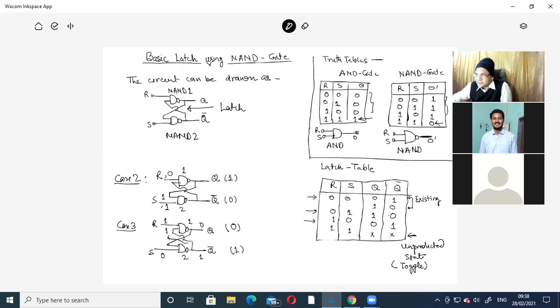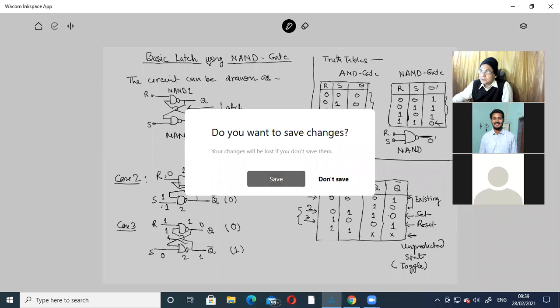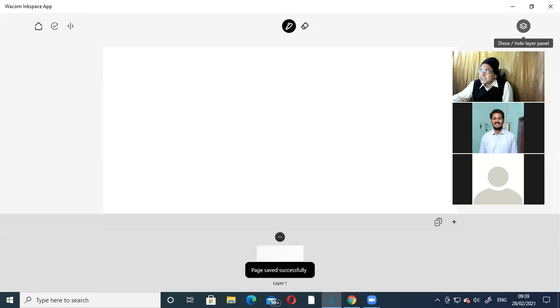So in this case, that is case 2 and this is case 3. So this is S is 1, this is known as set, and this R is 1, so it is known as reset. So this is set and this is reset, and this is the basic latch working operation on the basis of NAND gate. So this is about the basic latch.